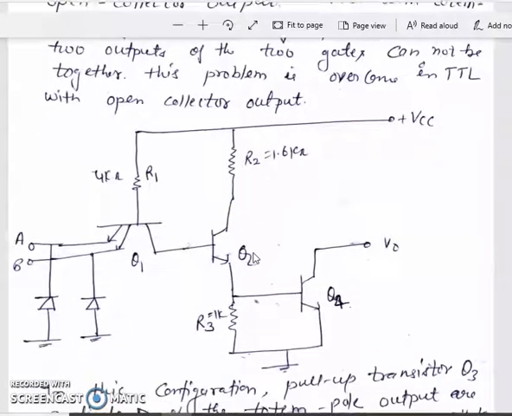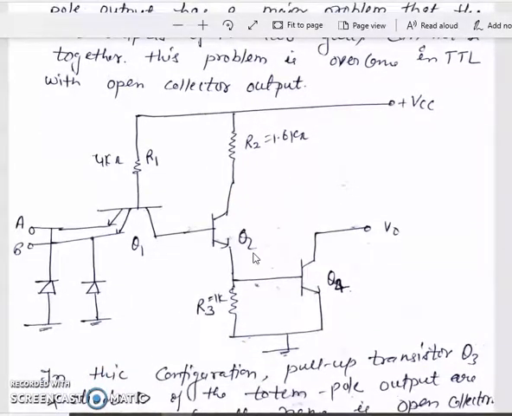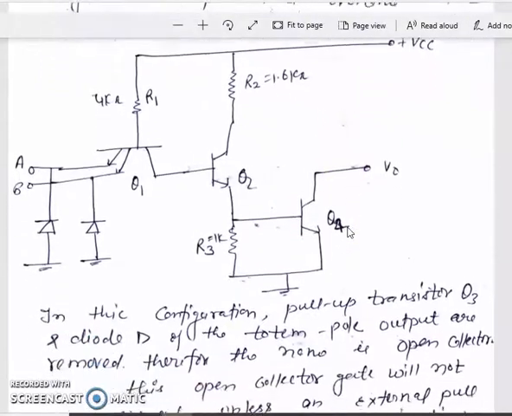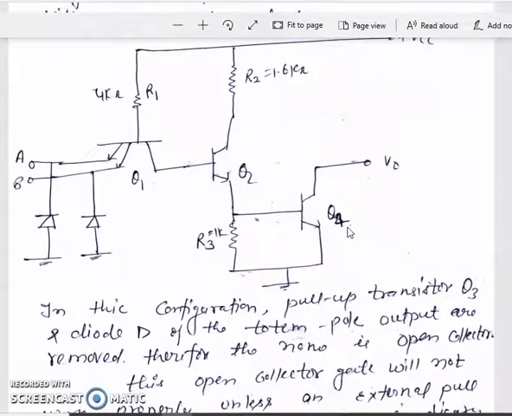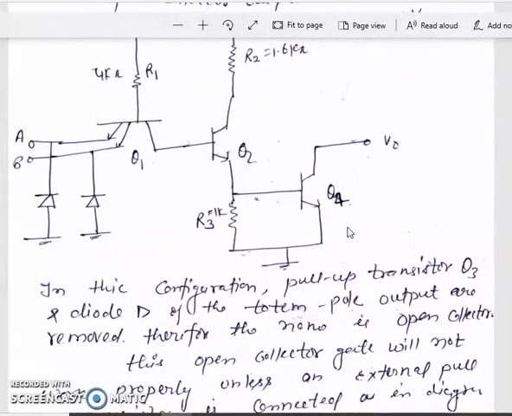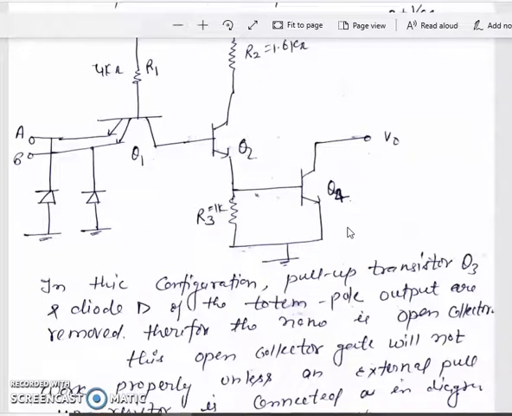See in this diagram or circuit, that is the basic TTL in totem pole, but the transistor Q3 and the diode are absent. This is called open collector output. What happened in the circuit? The pull-up transistor, that is known as Q3, and diode D of the totem pole output are removed. Therefore, the name is open collector. The collector of this transistor, that is Q4, is open.